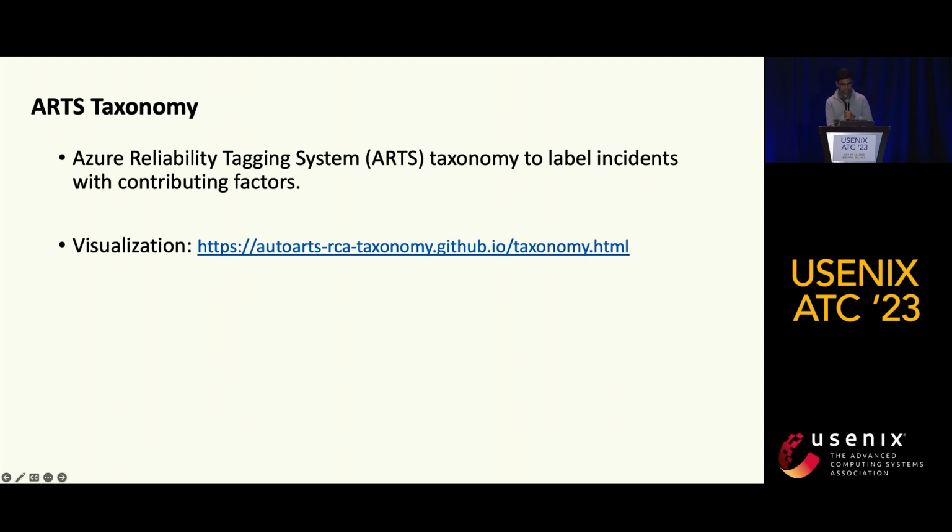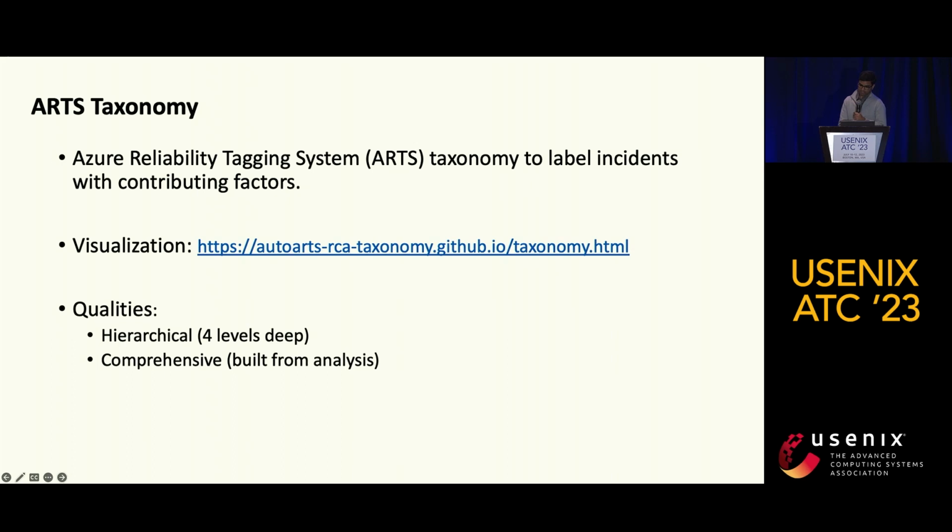Now, these contributing factors are a part of our Azure Reliability Tagging System, which we call ARTS, which is now open sourced on GitHub. And ARTS taxonomy is hierarchical. It's 4 levels deep. And it facilitates easy navigation across all these hundreds of factors, starting from the highest level categories to the finest granularity root causes. It is comprehensive. Every incident should have a valid tag in the taxonomy, and every tag in the taxonomy should have been identified from incidents in the past to prevent uninformed guessing of any contributing factors. This is unambiguous to enable high-quality annotations.